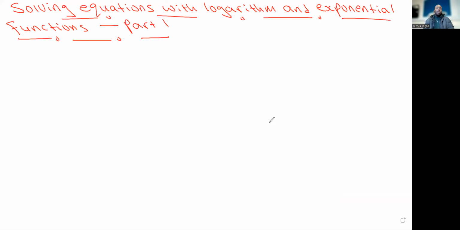So now we'll be going straight to solving equations with logarithm and exponential functions. I've talked about all the laws of logarithm and all the laws of exponential functions, and we're going to be applying them to solve several types of question formats. So please, before you come to this video, make sure you've reviewed the previous video.